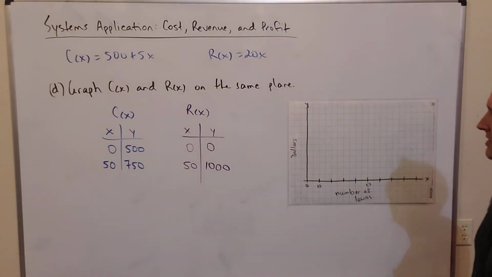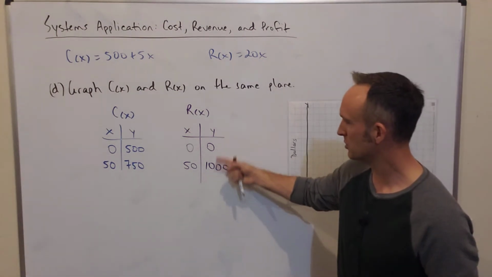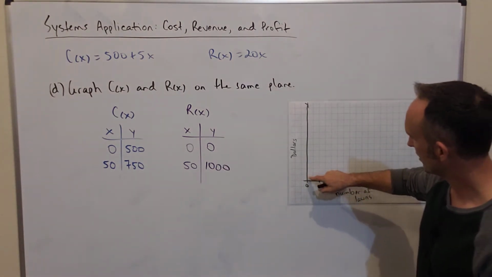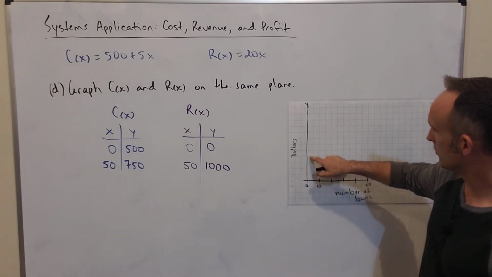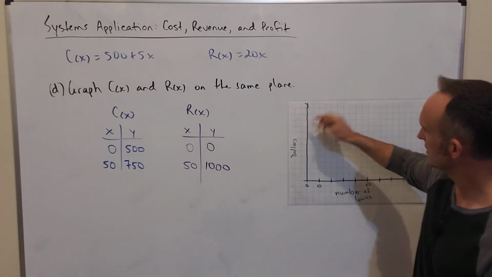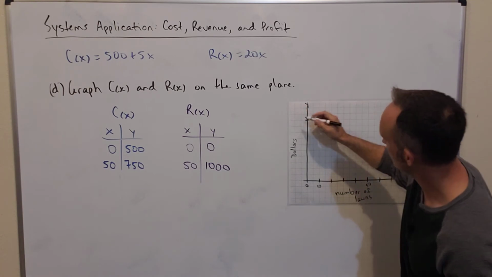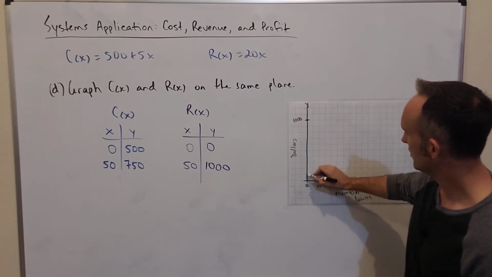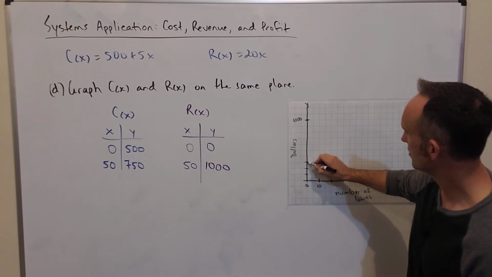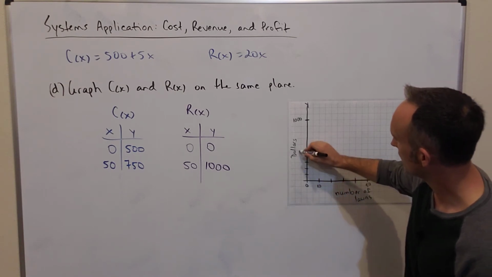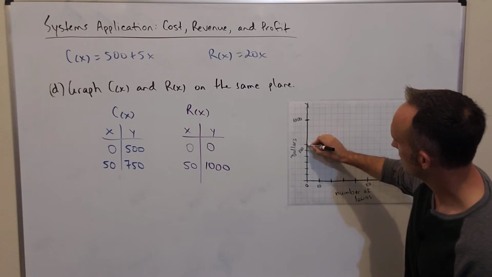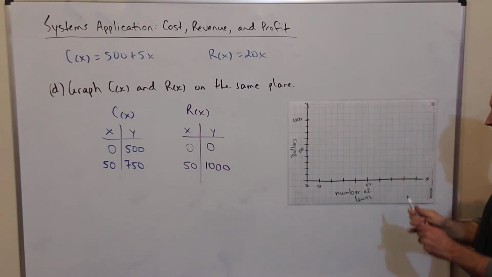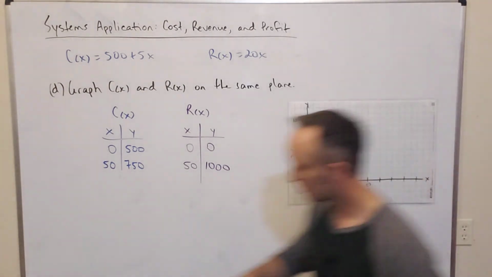All right, so I've got the x-axis set up. The y-axis has to go from 0 to 1,000. So let's see if I've got enough grid marks here. 1, 2, 3, 4, 5, 6, 7, 8, 9, 10. Yes. I'll go by 100. So I'll call this 1,000. And so here's 100, 200, 300, 400. There's 500, 600, 700, 800, 900, 1,000. Okay? All right. Now let's graph the functions.